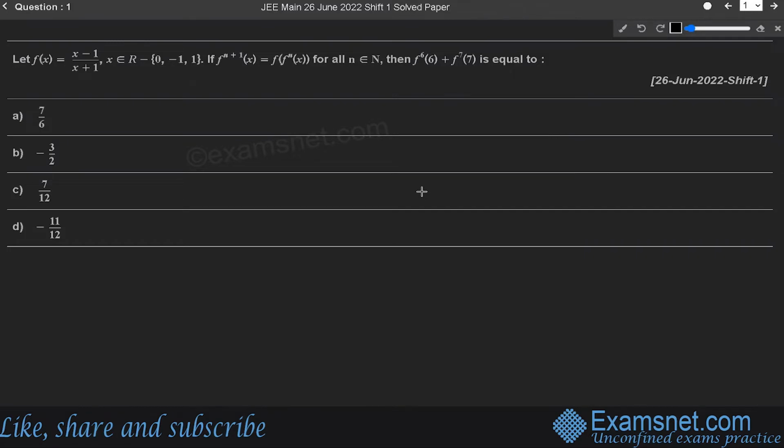Question is, let f of x is equal to (x minus 1) divided by (x plus 1), where x belongs to R minus {0, minus 1, 1}. If f of x power n plus 1 is equal to f of x power n for all n belongs to N, then f of 6 power 6 plus f of 7 power 7 is equal to. So an equation is given here. Let this be equation number 1.